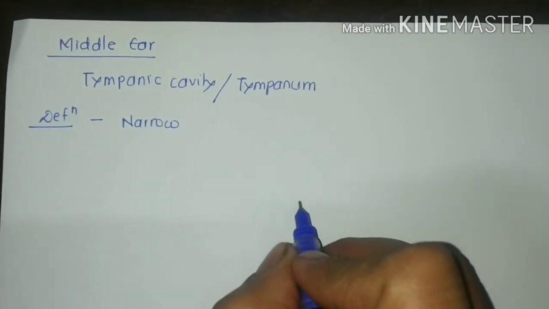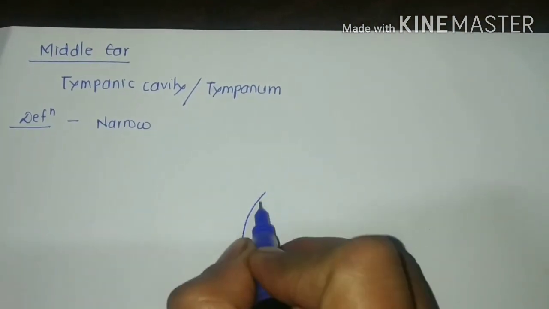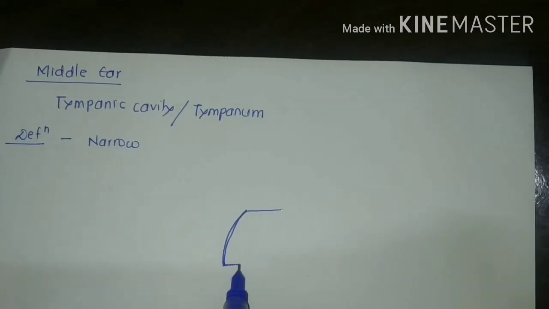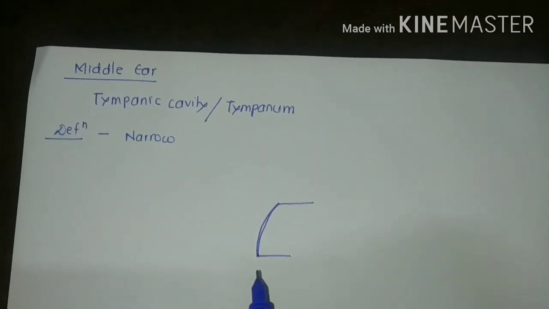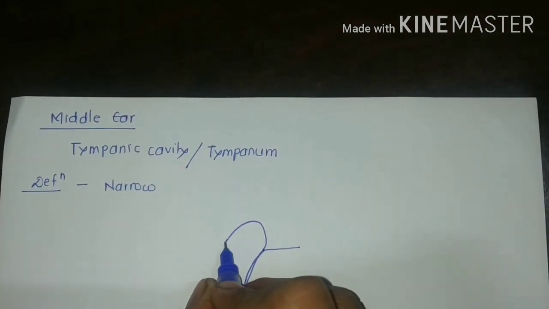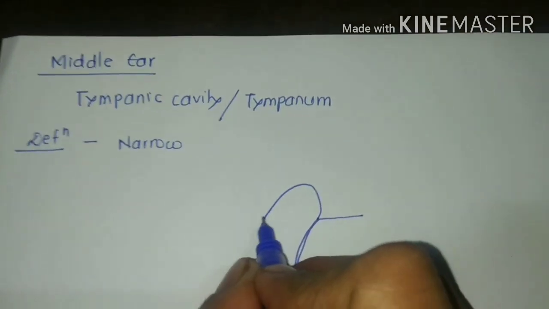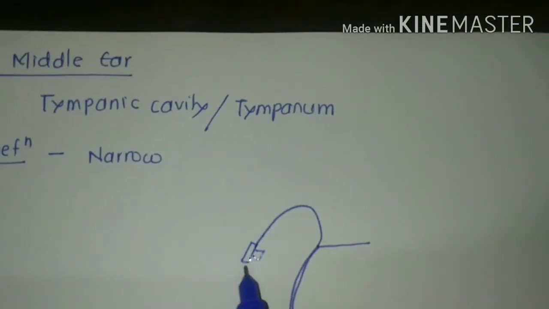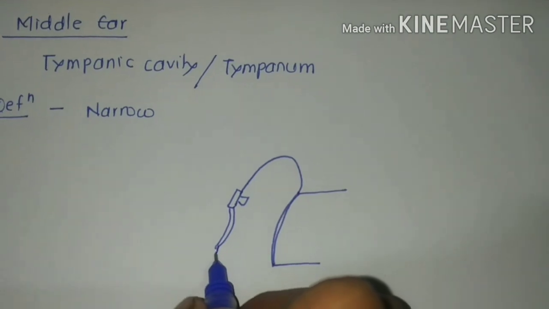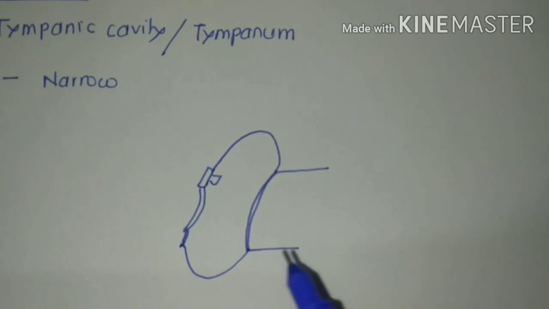So let us go to the simple diagram of the middle ear. Now we know that this is the tympanic membrane. This is the external acoustic meatus, that means this is the external ear. Here lies the middle ear cavity with its roof. Then this is the stapes bone with the promontory and the secondary tympanic membrane, and this is the floor.